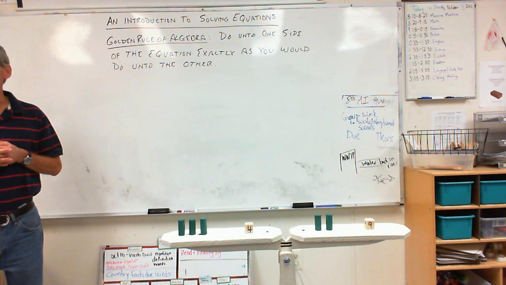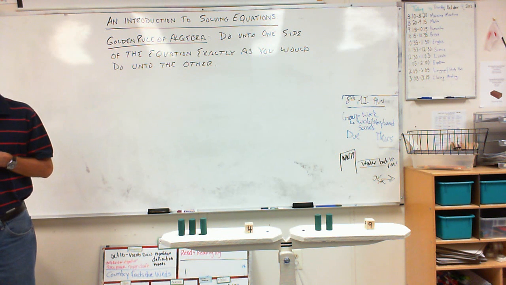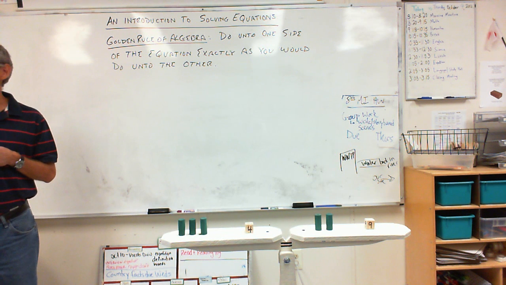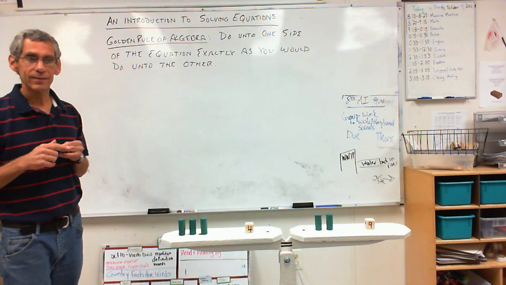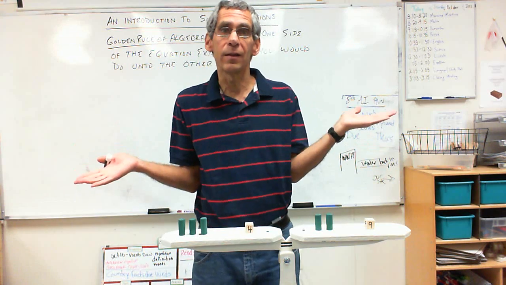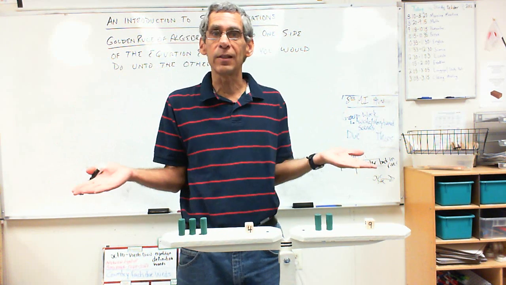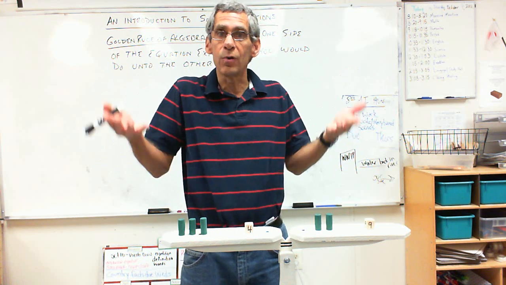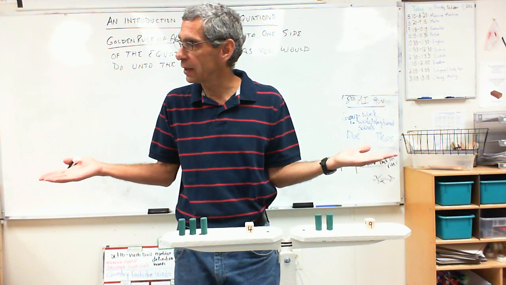I've also seen it written like this. You can do anything you want to one side of the equation, as long as you're fair and you do exactly the same thing to the other side. And it will maintain its equality. It'll maintain its balance. As long as you do the exact same thing to both sides, it'll always stay balanced. It may change the numbers, but it will always stay equal. Does that make sense?